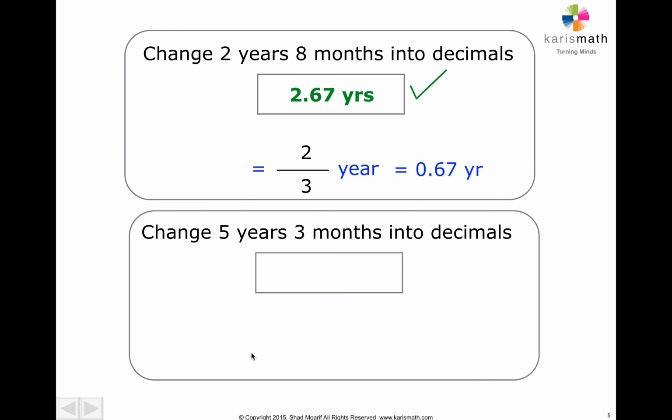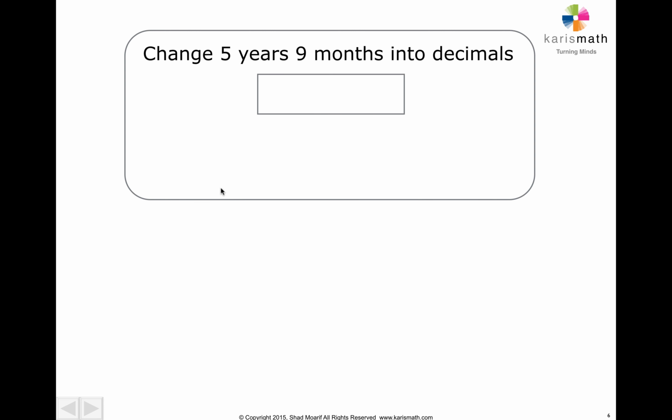Try this one, 5 years and 3 months. Well, 3 months is what fraction of one whole year? 1 year is 12 months. 3 months out of 12 months, which is 3/12, or a quarter, which is 0.25 years. So it's 5.25 years. That's how you work out months in terms of years.